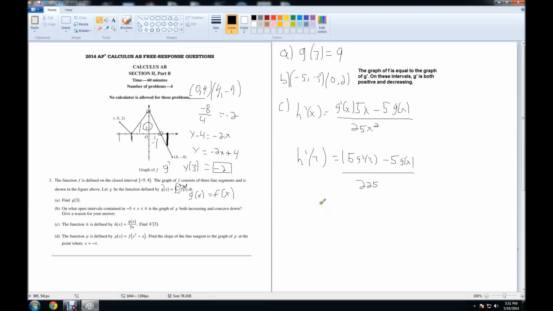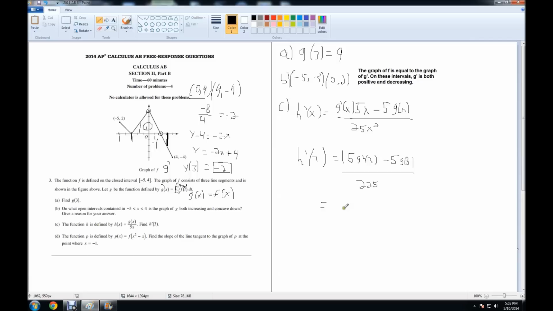Now, let's look for the values of g prime of 3 and g of 3. Oh, I'm sorry. I wrote g of x here. We plugged in 3. This should be a 3. So looking for the values of g prime of 3 and g of 3. For g prime of 3, remember, this is also the graph of g prime. So when we plug in 3, we're literally just looking for the y value. And in part A, we already found this y value. The y value of g prime of 3 is negative 2.